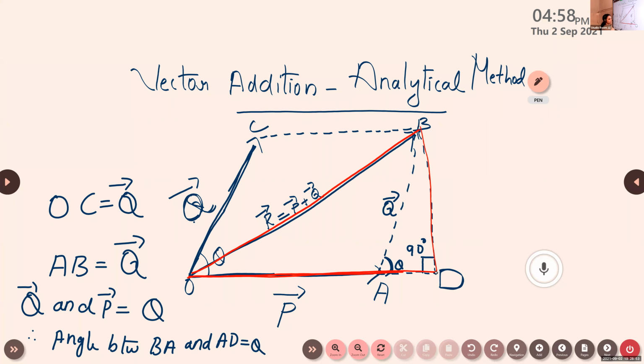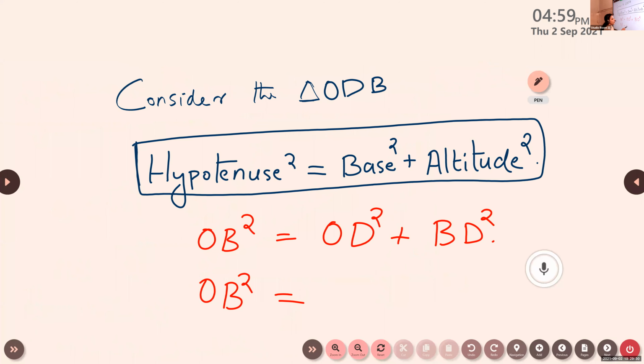Split this OD into two. The line OD has two parts, OA and AD, right? So OD square is equal to OA plus AD the whole square. Here between O and D we have A, so we can split this line OD is equal to OA plus AD. Is it clear? So we just split this term into two. OB square is equal to OA plus AD the whole square plus BD square.